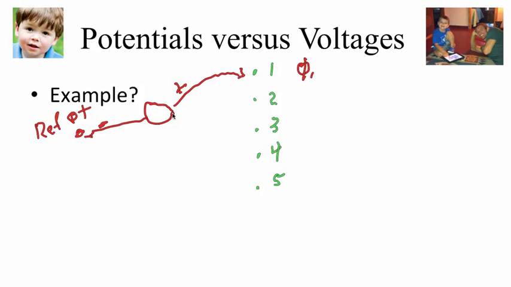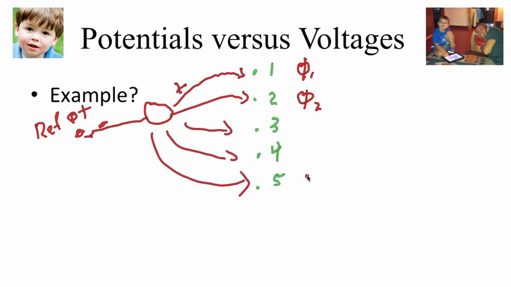Then I'll move the positive lead to point 2. And what I'll get, the measurement will be called phi 2. And I'll do the same for each of these in turn. What I'll get for the last point will be called phi 5. People normally use this phi symbol for potential, and it implies that the measurement is made against the common reference point.